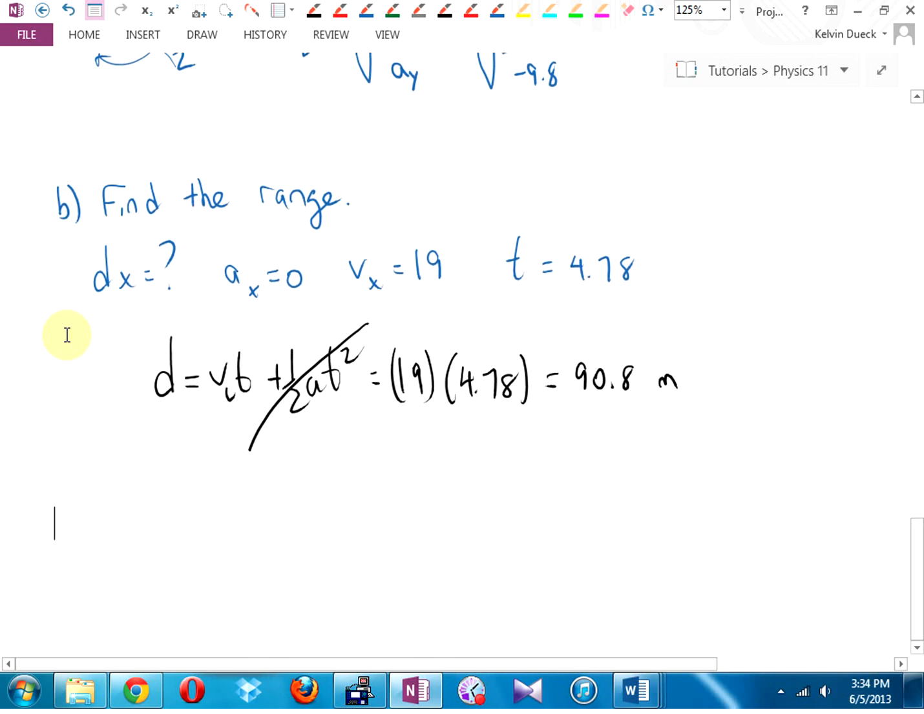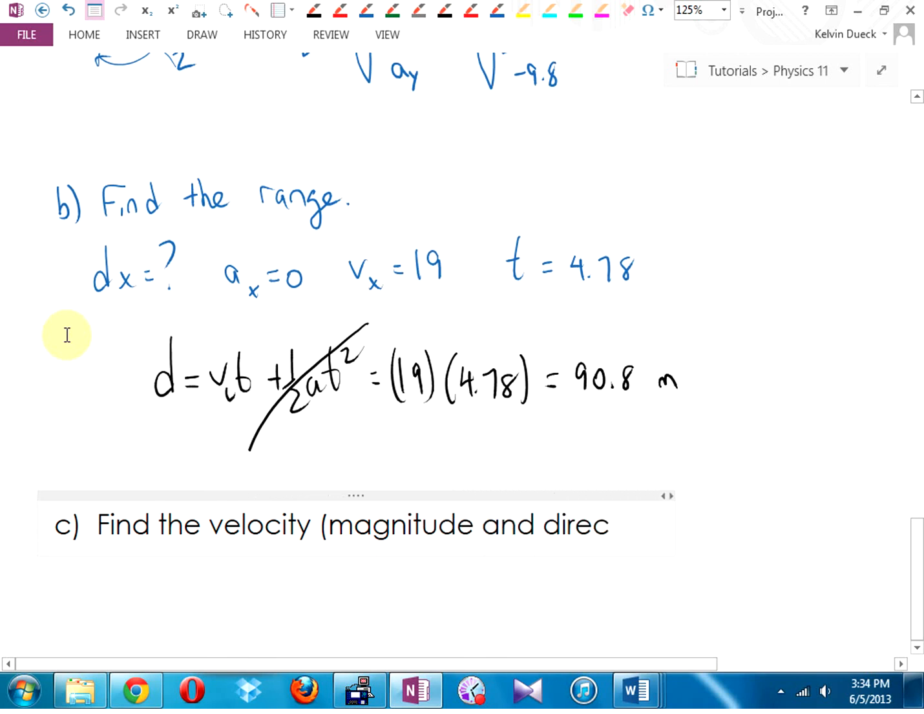What are we on? C? Find the velocity, magnitude, and direction after... Now, I could either do it right when it hits the ground, in which case t would be 4.78 seconds. But I'll pick a different time, less than 4.78 seconds. How about 3? Is that okay? That's the question.